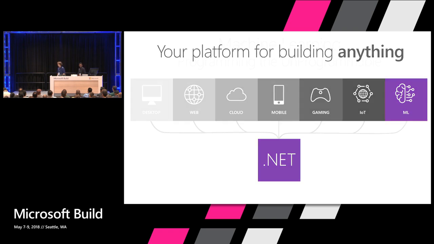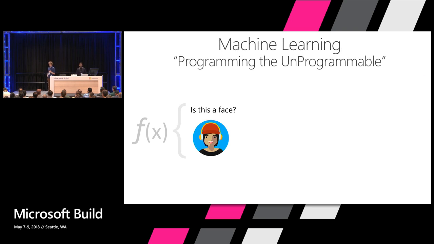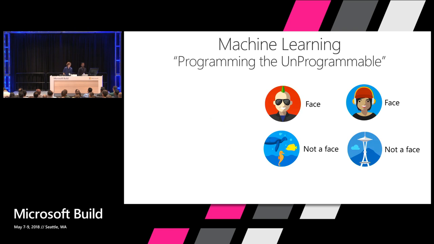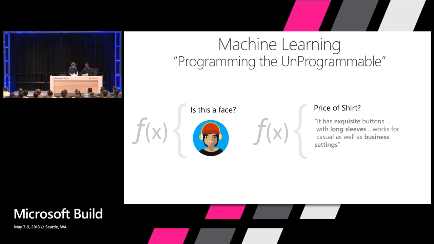Sure. So one way to do it is to say that machine learning is about programming the unprogrammable. If I ask you to write a function that takes in an image and tells us if there's a face in it, how would you start writing that? Or if I asked you to take the description of a shirt and tell us what the price is based on the description, you might look for some keywords like exquisite or business setting, but it wouldn't necessarily work really well. And it's not clear how you would scale that up to other items.